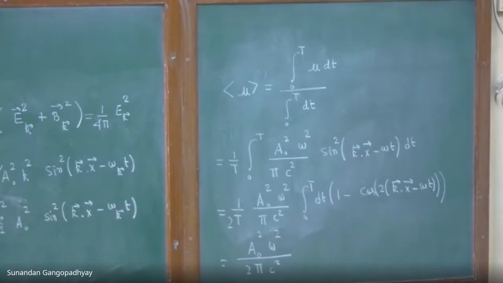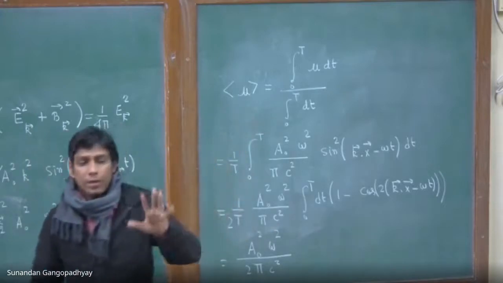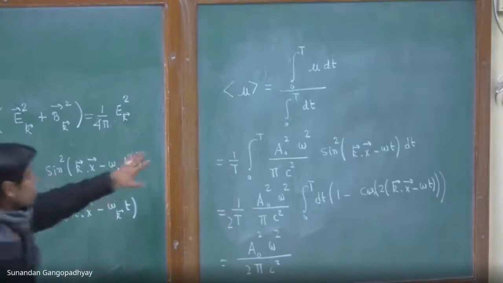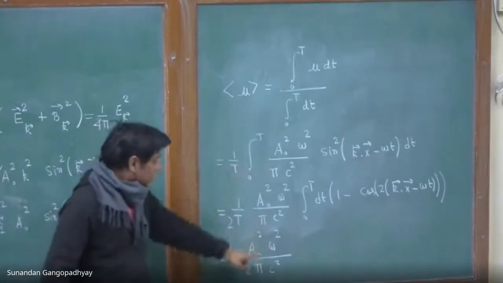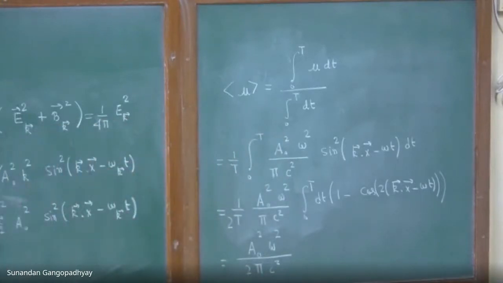Okay. So this is the time average of a single mode of the electromagnetic field. Time average energy of a single mode of the electromagnetic field per unit volume. So it is the time average energy density.